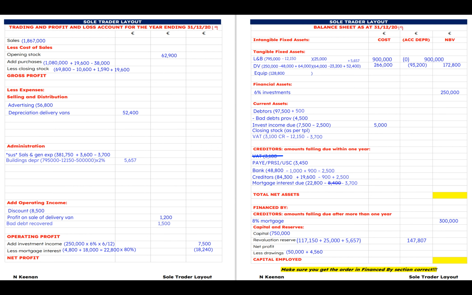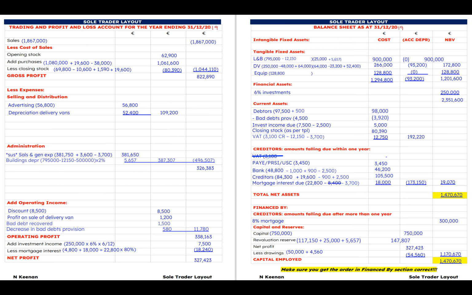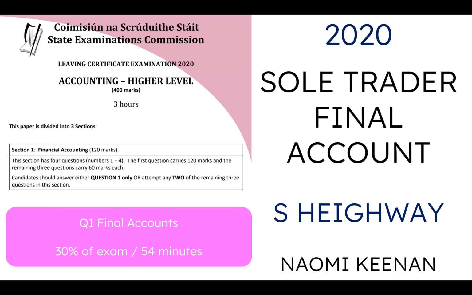So that's how your accounts look at the minute. And so you just need to tot everything up, okay? And then that is what it will look like at the end of the day. And then you get your total net assets 1,470,670, and then your capital employed 1,467,670. Please remember to tot up these fixed assets. Sorry, these are a bit out of sync here. Please remember to tot them up because that's very important. You could get a penalty if you don't. So that's the 2020 S Heighway sole trader account completed.